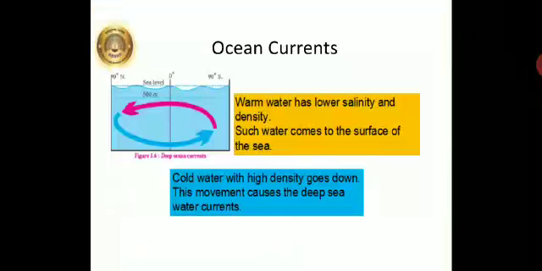The ocean currents. Due to this density of the seawater, the ocean currents are formed. The warm water has low salinity and density. Such water comes to the surface of the sea, and the cold water with high density goes down. This movement causes the deep sea water currents. Students, we have studied the ocean currents in Standard 8th. Here you can see the warm ocean current with a red arrow, whereas the cold ocean current with a blue arrow.